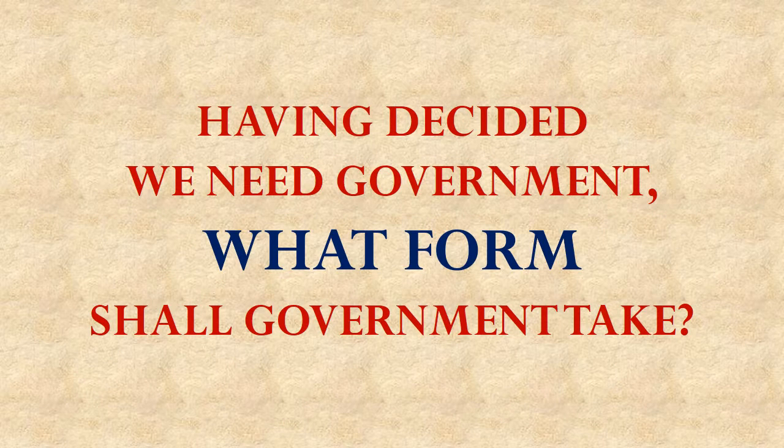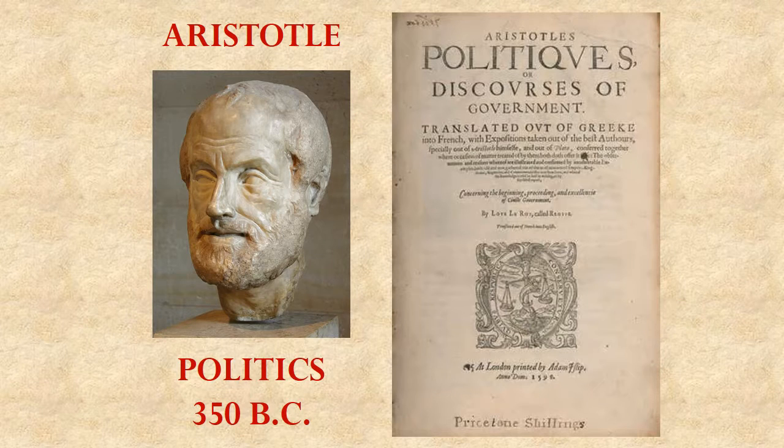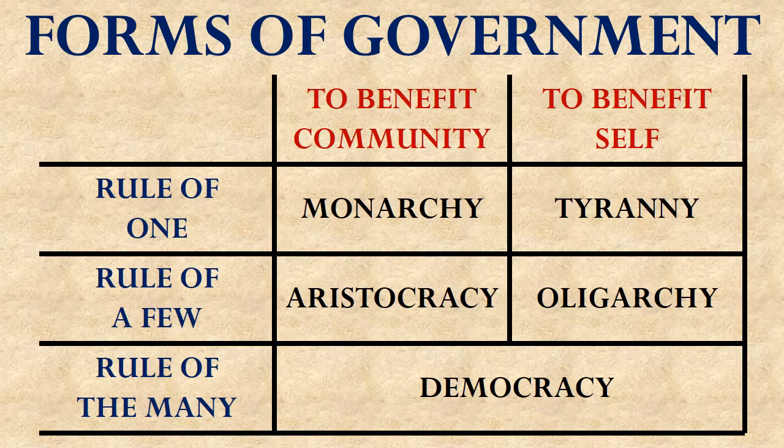In previous lessons, we learned that the problems of living without government would naturally lead us to want a government to provide us with security for our lives, our liberty, and our property. But having decided that we want government, we must next decide what form of government will be best. We then turn to the ancient Greek philosopher Aristotle for guidance about the possible forms that a government might take.